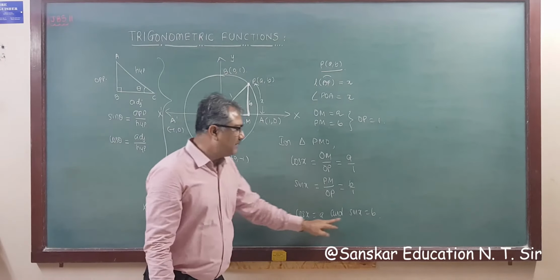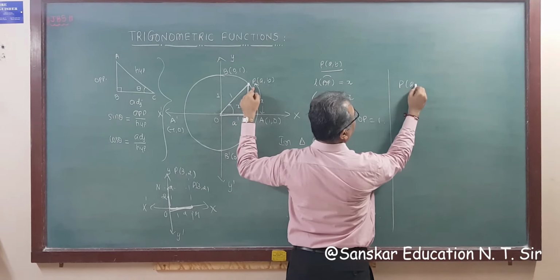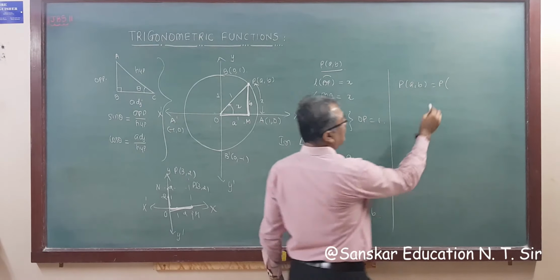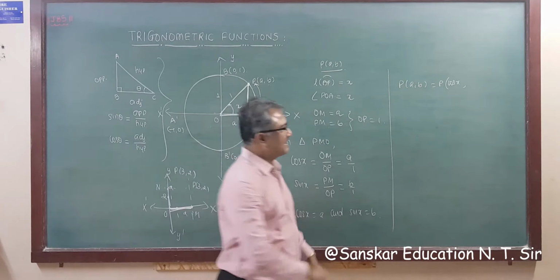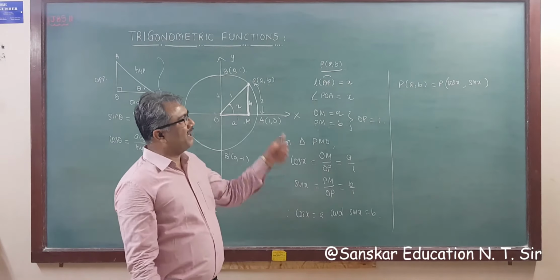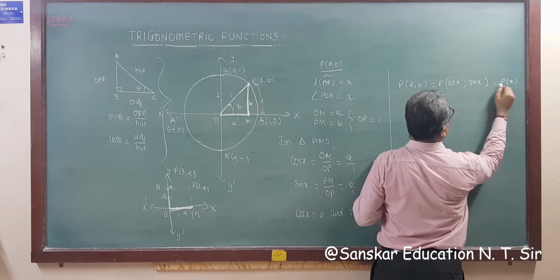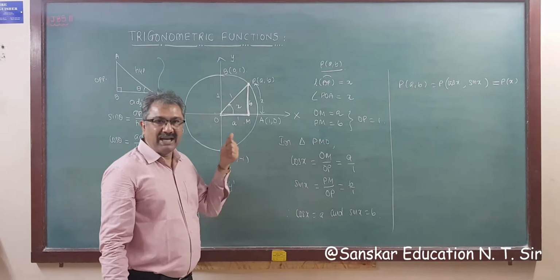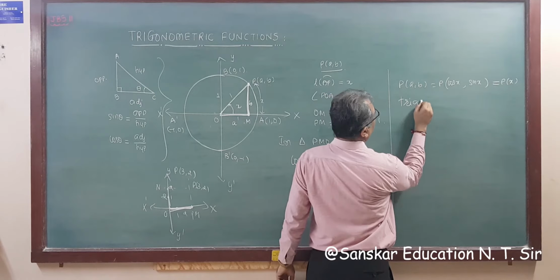So we have A and B in point P. So we get P(A, B) is equal to P. Now what is A? A is cos x. And what is B? B is sin x. So P(A, B) is equal to P(cos x, sin x). Sometimes it can be represented by P with angle x, so P(x). And this point P(x) is called a trigonometric point.